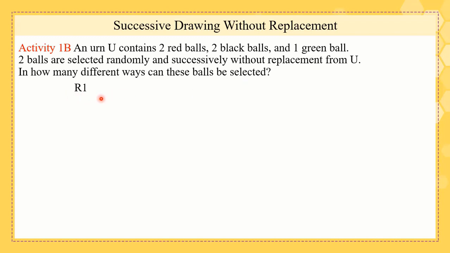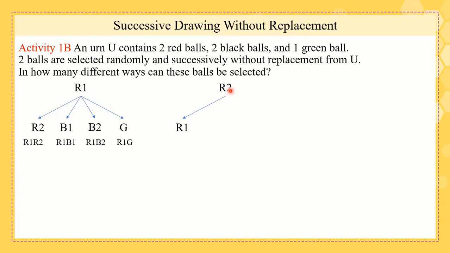The first ball could be R1, and if the first ball is R1, the second ball could be R2, B1, B2, or green. In this case, the first selections are R1 R2, then R1 B1, R1 B2, R1 G. Well, the first ball could be red 2, and if the first ball is red 2, the second ball could be red 1, or black 1, or black 2, or green. And the selections would be R2 R1, R2 B1, R2 B2, and R2 G.